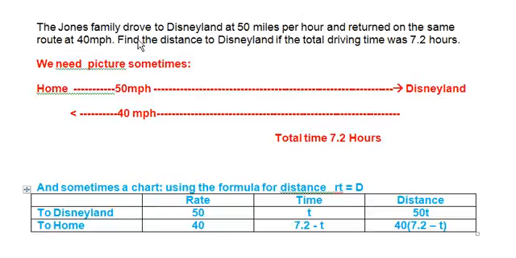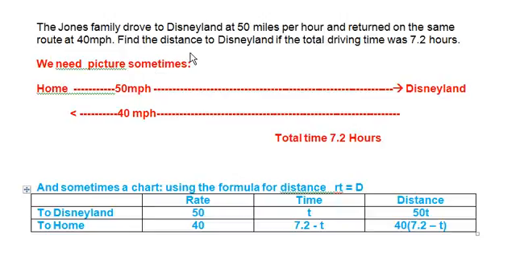The Jones family drove to Disneyland at 50 miles per hour and returned the same route at 40 miles per hour. Find the distance to Disneyland if the total time was 7.2 hours. Most of the time we need a picture in a problem like this.